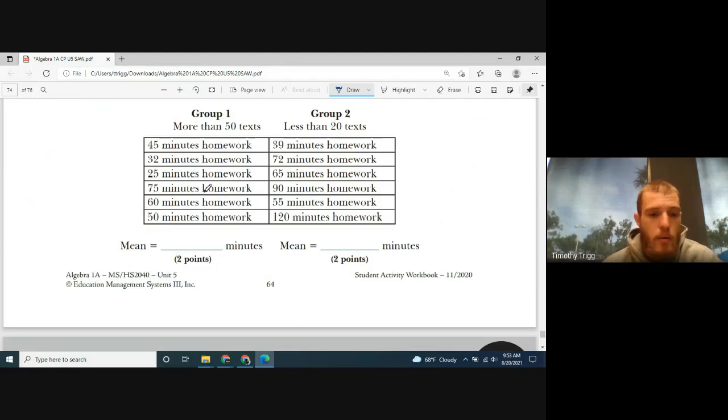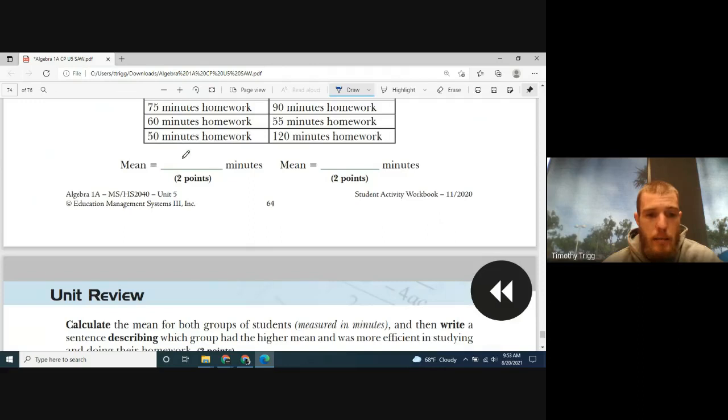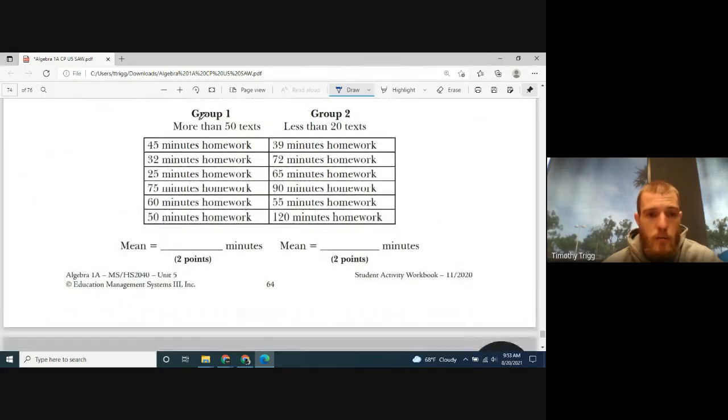Okay, so now what we'd want to find is the mean of both these groups. So for group 1, we're going to find the mean of this set of data. Now, the way you find the mean is you simply add them all together, and then you divide by how many there are. So in this case, we're going to divide by 6 because there's 6 data points. So you add up, you find the sum, and you divide by the total number of numbers. All right, and this gives you the mean. Okay, so that's how you find the mean.